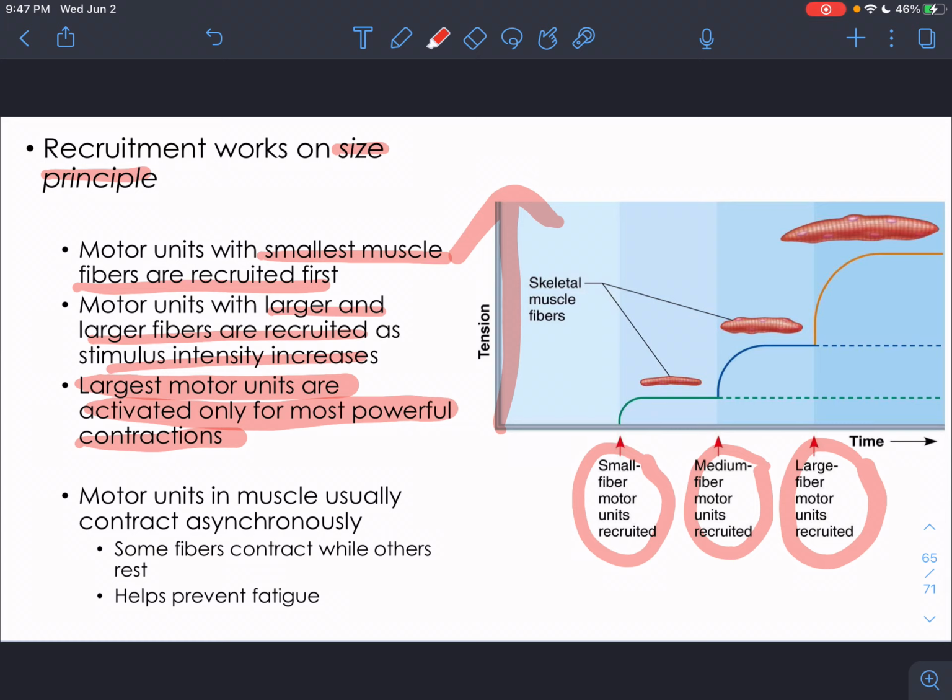Motor units in our muscle are usually contracted asynchronously, which might seem kind of weird to you, but some fibers contract while others rest, and this just helps to prevent fatigue. So if we're trying to do something that is requiring a lot of motor units, we don't want to recruit them all at once, because if we do that, they'll all get tired at the same time. So we kind of switch off back and forth to allow some to rest while others are contracting.